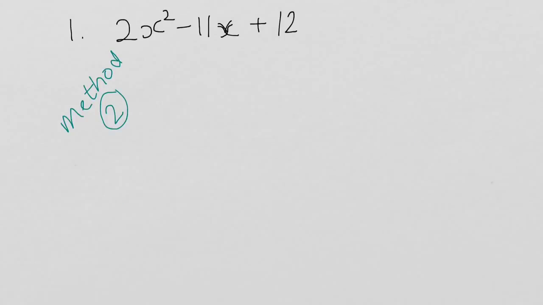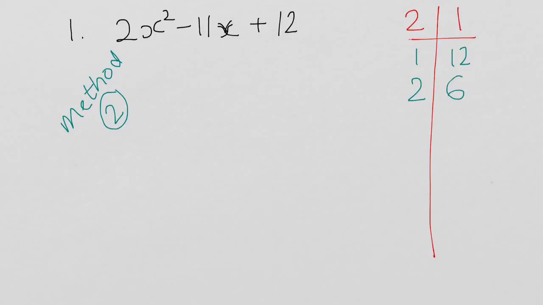Okay, the second method to fully factorise this. We're looking at the 2, first of all, the coefficient of x squared, and we need to know the factors of 2. So in this case, the only factors are 2 and 1. We then need to look at the 12 and think about our factors for that. So we have 1 and 12, 2 and 6, 3 and 4, and then we want to switch them around. So we've got 4 and 3, 6 and 2, 12 and 1.